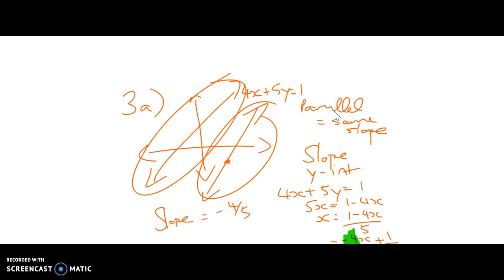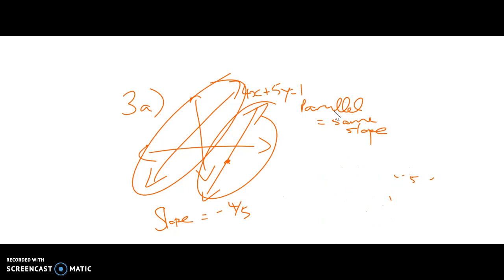I hope I haven't gone off screen. If I have, I just wrote this: y equals negative 4x on 5 plus 1 on 5. Then once you've got your slope, you've got a point. The point is 3, negative 2.